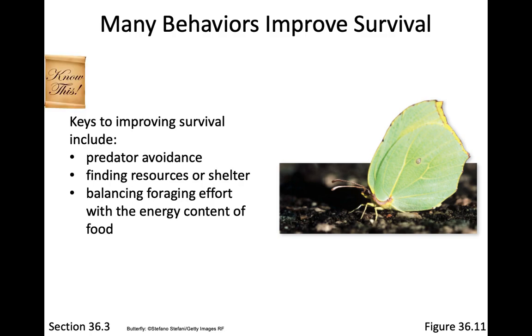So why do organisms do the things they do when it doesn't revolve around reproduction? Well, the reasons are over here. They're either going to do certain behaviors to avoid predators, or to find resources or shelter, or they're going to be looking for food.